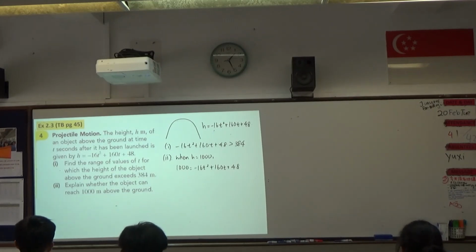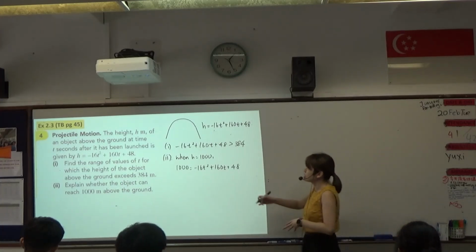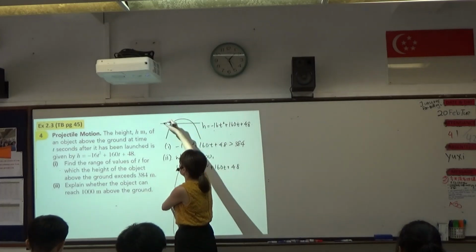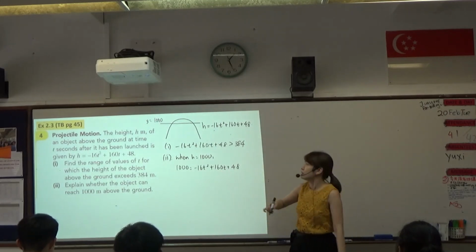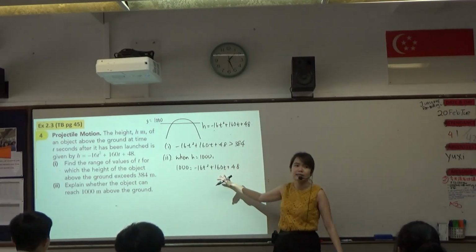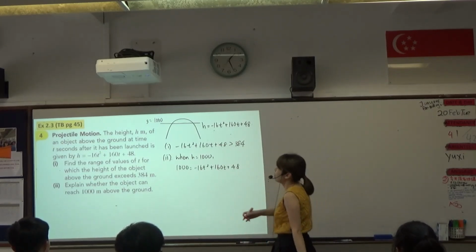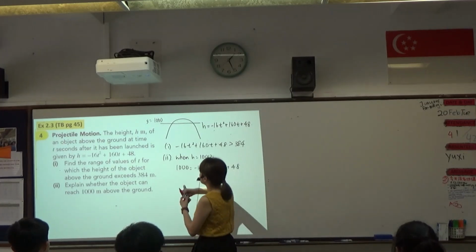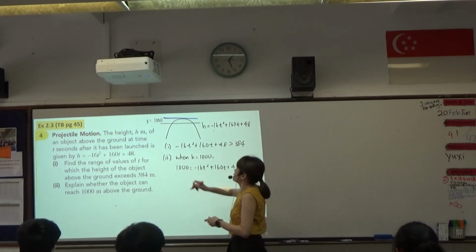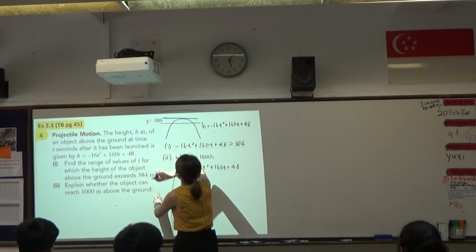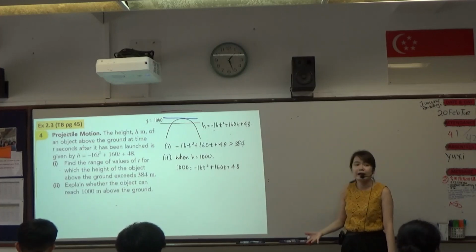Because we're just trying to determine whether it can reach 1,000 meters or not, in other words, if there is an intersection between the line y equals 1,000 and the projectile motion, that will mean that the object can reach 1,000 meters. So that is one option, whereby there is an intersection. Of course, the intersection can also be at the maximum point only, or if it doesn't reach at all, your y equals 1,000 will not even be intersecting the entire curve itself.